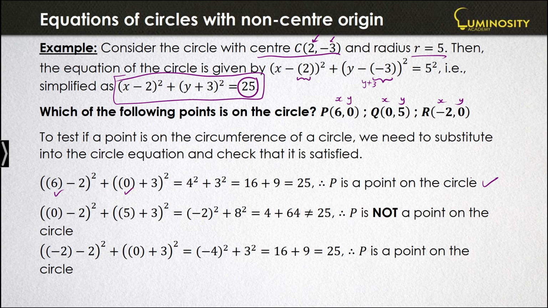If I put Q, so if I put x is 0 and y is 5, I'm going to get negative 2 all squared plus 8 all squared. But negative 2 all squared is positive 4, and 8 squared is 64. And that gives you 68, which is not the same as 25. So therefore, this point is not a point on the circle. And if I look at negative 2, 0, if I substitute x as negative 2 and y as 0, I'm going to get negative 4 all squared plus positive 3 all squared, and that'll give you 25. So again, you can conclude that Q is not on the circle and R is on the circle.